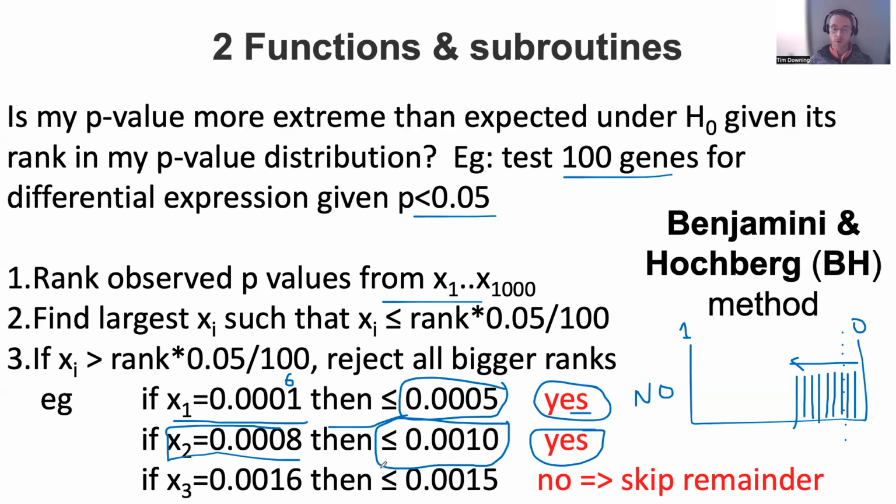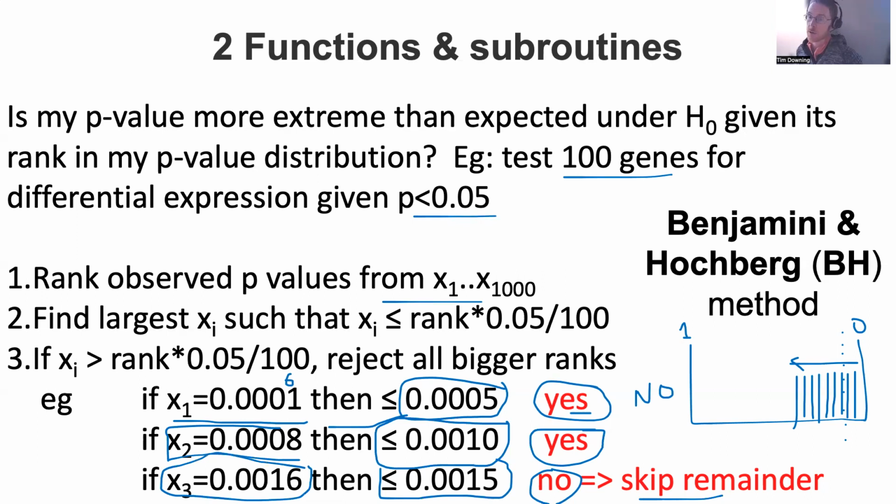And then we move on further. You can see the p-value thresholds are at equidistant intervals. So the next one is 0.0015, and here we have a value x3, whose p-value is 0.0016. So we say no, this is not extreme, and we skip the remainder. So that's how the Benjamini-Hochberg correction works.